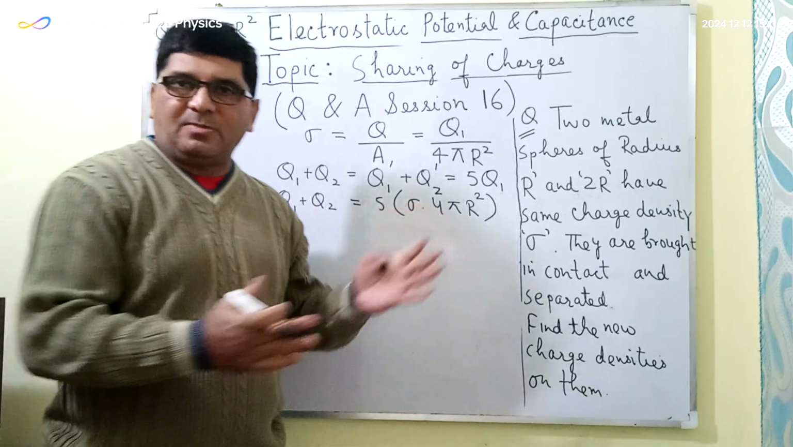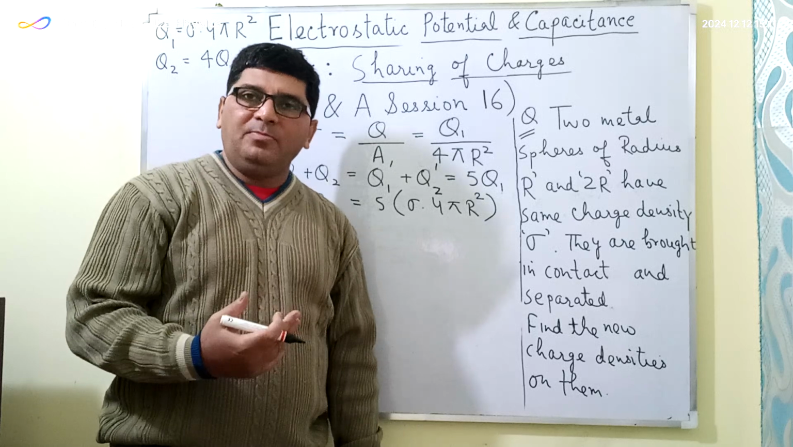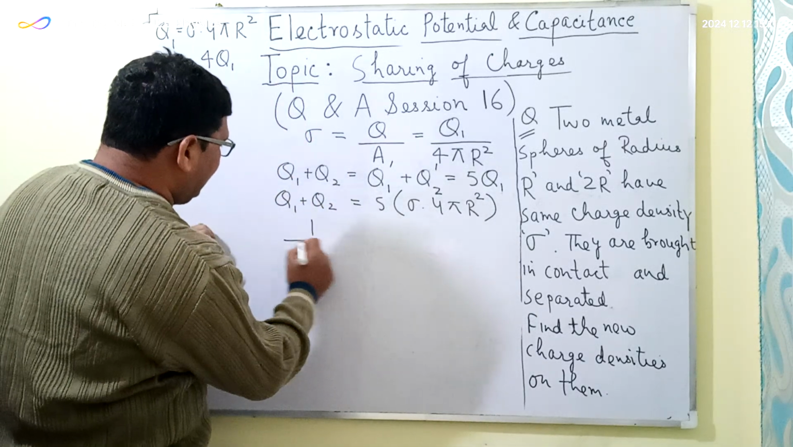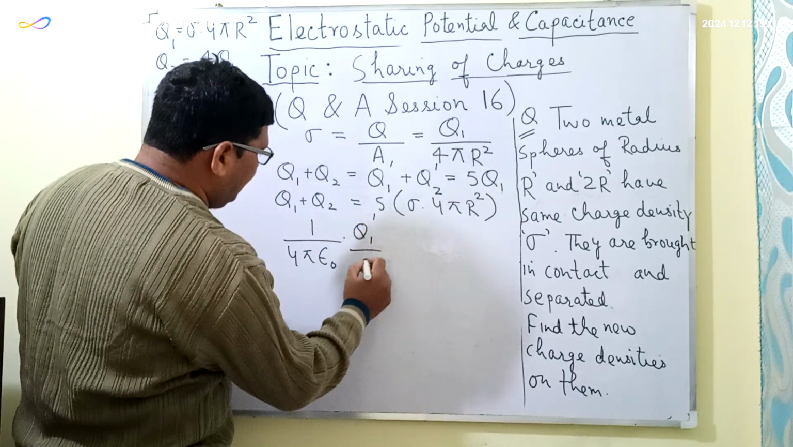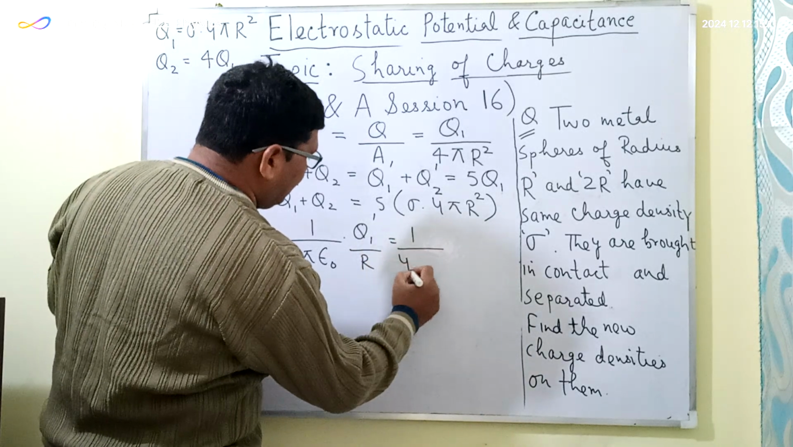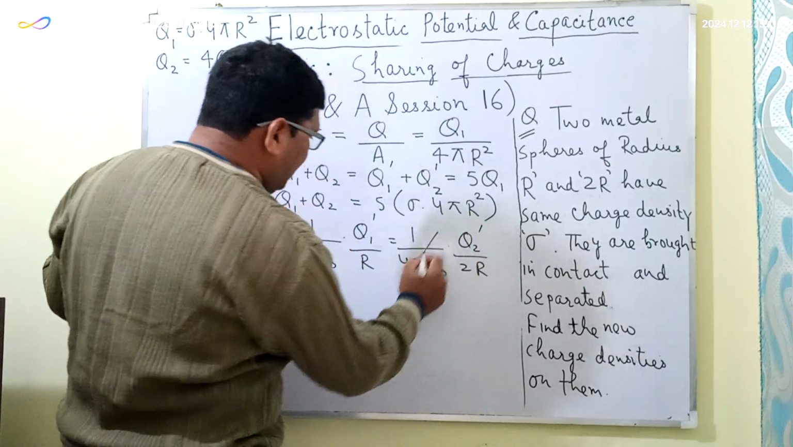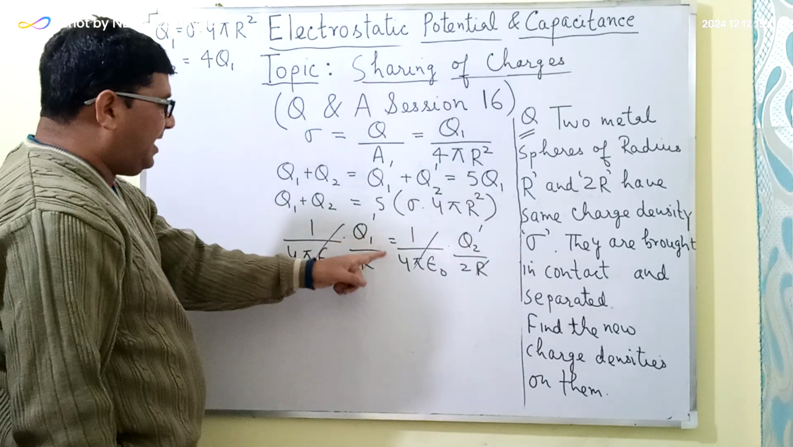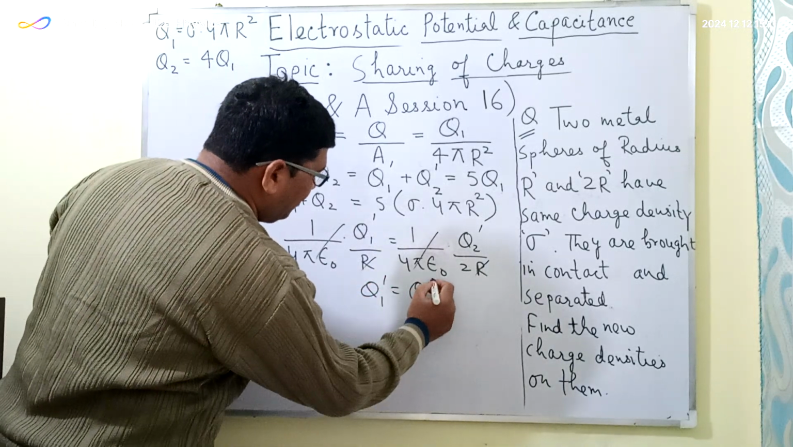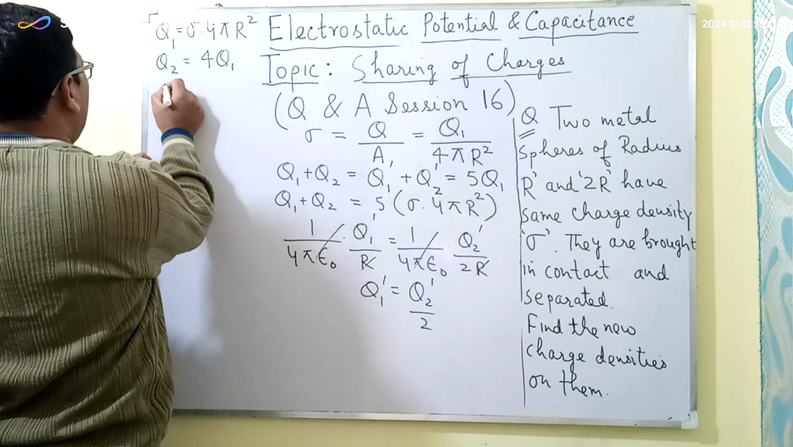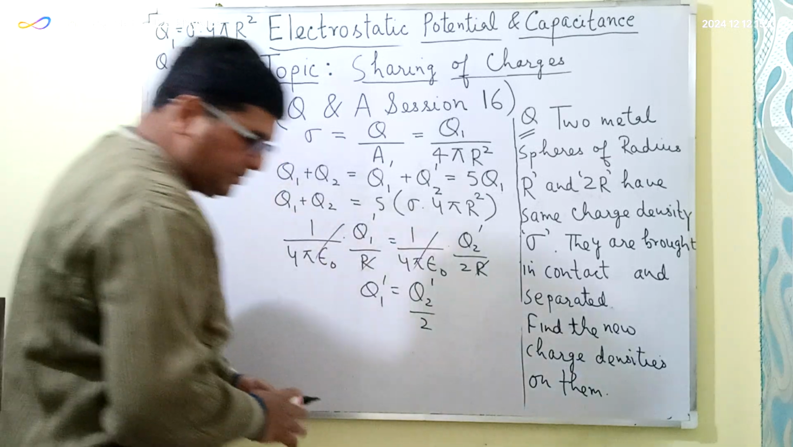Now when both these two spheres are brought in contact with each other and then separated, the potential of both the spheres will become equal. So in that case, I will get another equation, that is 1 by 4 pi epsilon naught into Q1 dash upon r is equal to 1 by 4 pi epsilon naught into Q2 dash upon 2r. So from here, I will get another relation, that is Q1 dash is equal to Q2 dash by 2, or we can simply say that Q2 dash is equal to 2 times Q1 dash. So this is another relation which I have got.